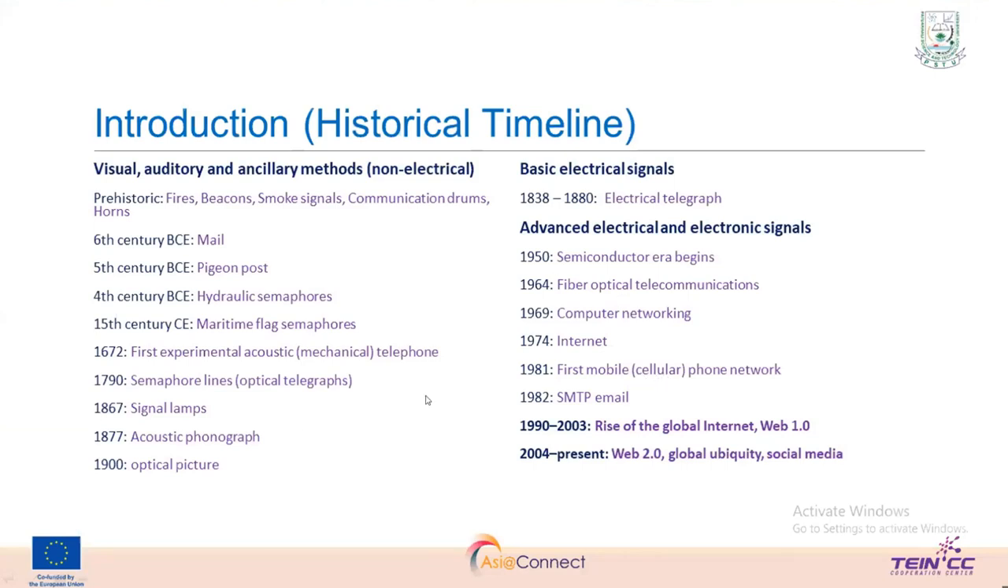In 1982, Simple Mail Transfer Protocol was invented. From 1990 to 2003, the rise of the global internet by inventing Web 1.0. And from 2004 to the present, we have Web 2.0, global ubiquitous communications, social media, video conferencing, and different types of modern communication systems like instant messaging and other ways to communicate with others. So in modern times, we can communicate with others in an efficient and easy way.